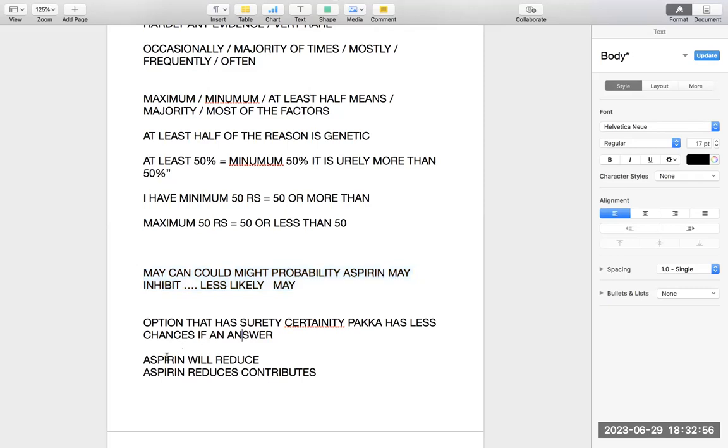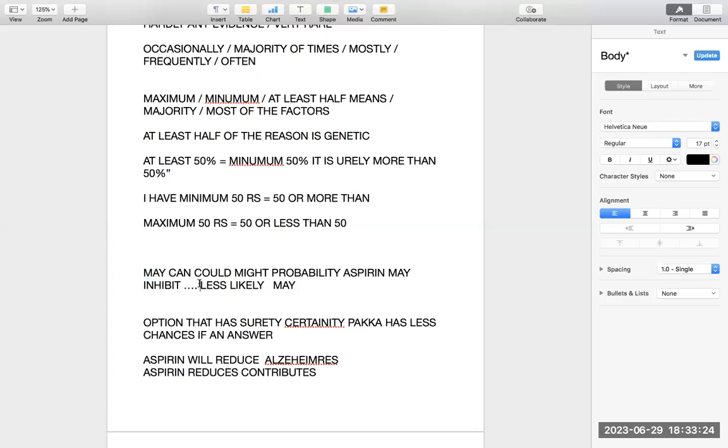Please try to understand. If it were certain, if aspirin will reduce Alzheimer's, wouldn't you medical professionals know about it? Wouldn't medical professionals know about this thing that aspirin will reduce? Yeah, aspirin reduces. This cannot be answered anyhow. So may has the higher probability. So that was the only option with may, and I didn't even have to read the paragraph. But yes, in the exam, be cautious, read the paragraph.